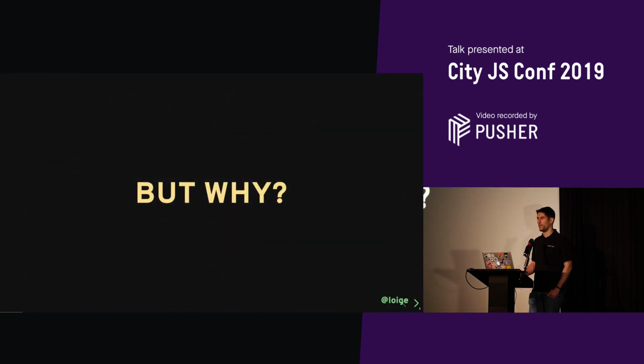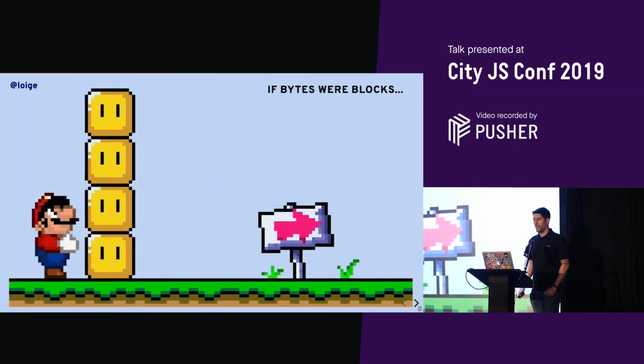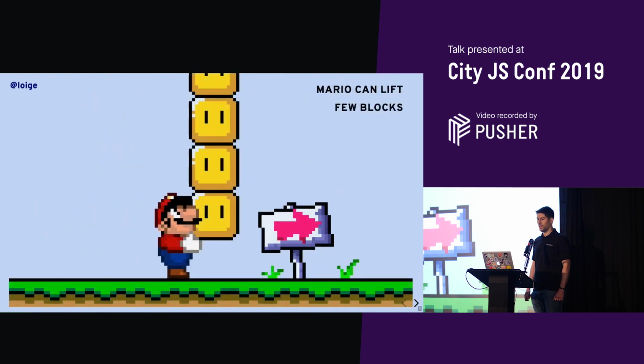And in order to understand why, allow me to give you an amazing analogy, including Super Mario. So please, if you do work for Nintendo, don't sue me. OK, so imagine that you are Mario and you have bytes, and these bytes are the blocks here. And you have to move these blocks from one place to another. So what happens is that if you give Mario only 4 blocks, he has enough strength to move them all in one go from one place to another.